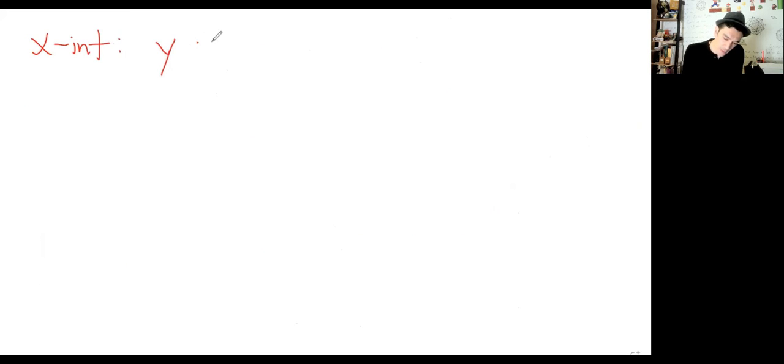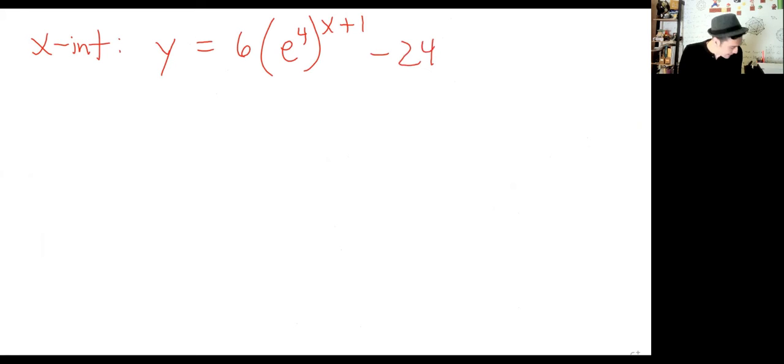And you're given this equation, y equals 6 times e to the power of 4 to the power of x plus 1, minus 24, and then times in parentheses, e, close parentheses, to the power of 3 minus x. Okay, so we want to find the x-intercept. And we know that to find x-intercepts, we set y equal to 0. Yes, we do. So let's do a couple things. Let's go ahead and let y equal 0.